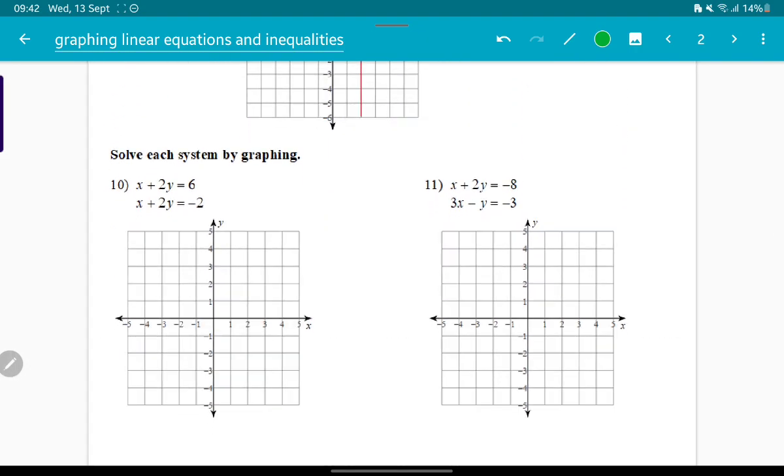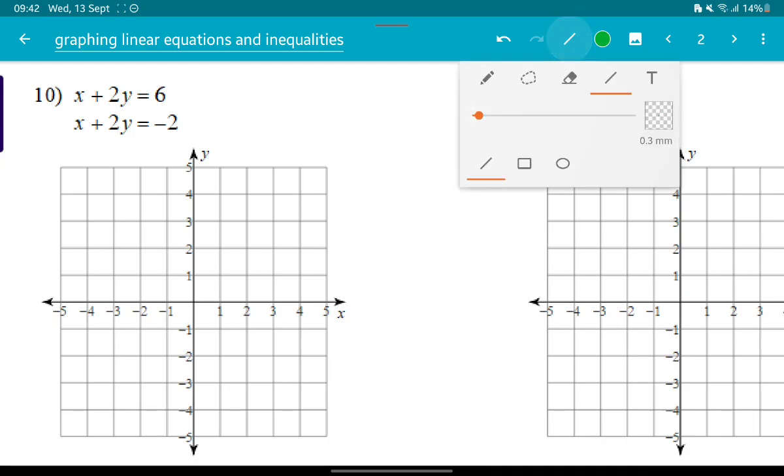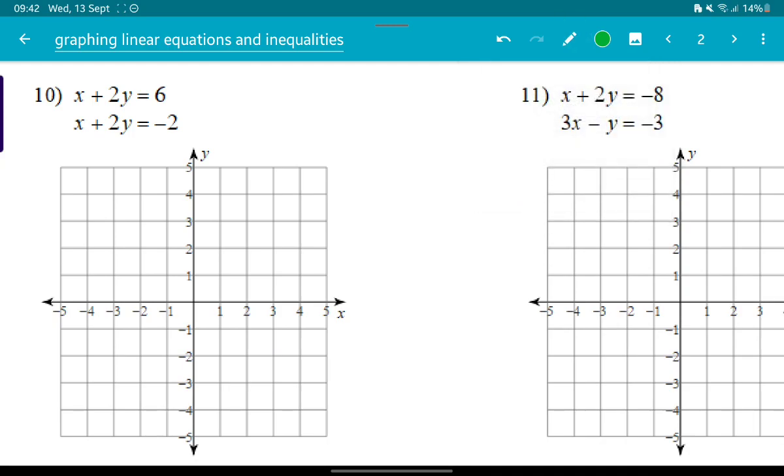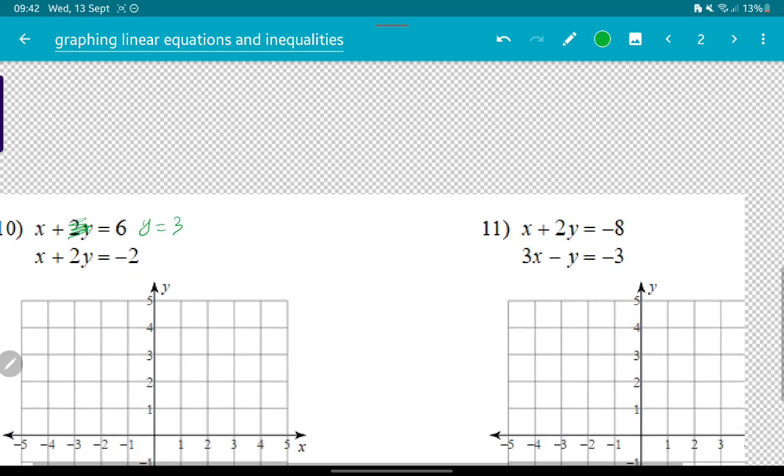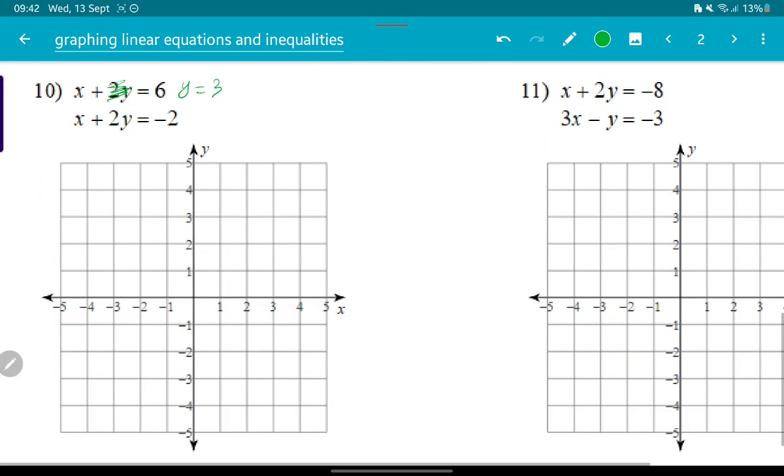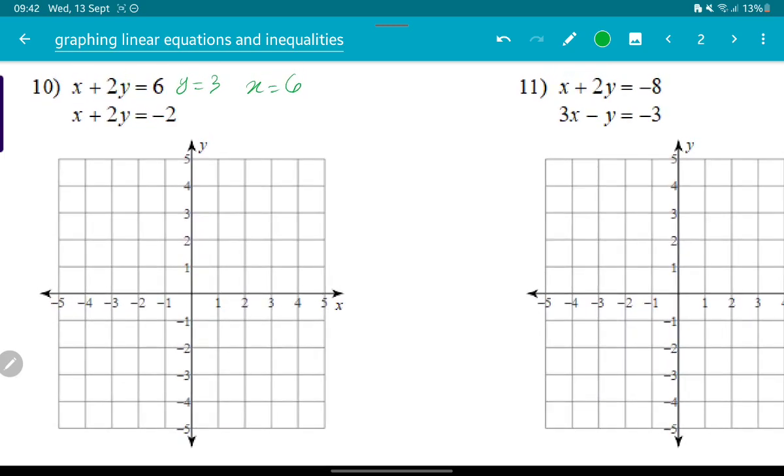How to solve the system by graphing? You can do as we did above to solve the system of equations by graphing. For example, take them 1 by 1 as a single question. For the first one, when you cancel x, y will be 3 because 6 divided by 2, and when you cancel y, x will be 6. Graph this 3 and 6.